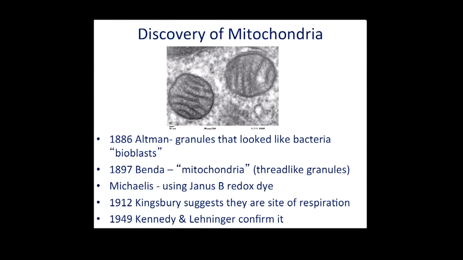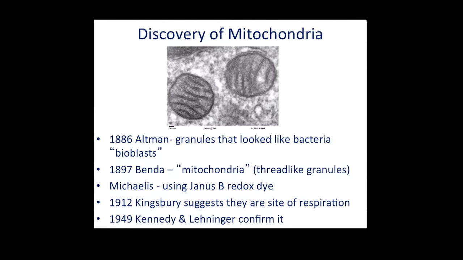They were originally seen by histologists, and these are just barely at the edge of visibility in a light microscope. People like Altman thought they looked like bacteria. He wasn't sure whether they were bacteria, but they looked like bacteria. He referred to them as bioblasts. Later they were named mitochondria, from the Greek, which means thread-like granules, because as Benda looked at it, he saw that they were connected with little bulges on them, looked like a thread that had granules along it.